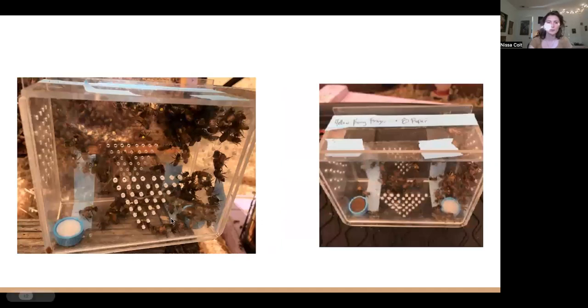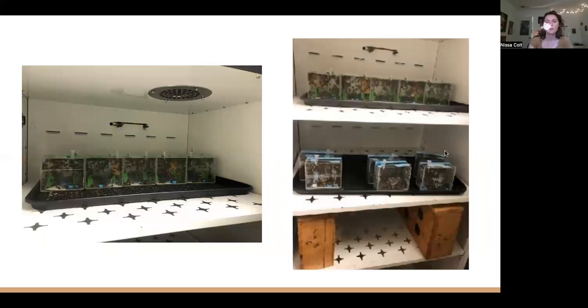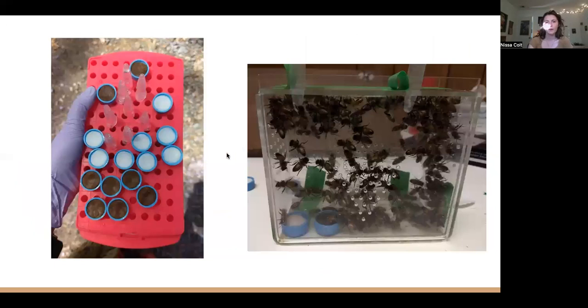So here's a close-up of them in their cages. I had to take care of them every day for about a month during the course of this experiment. So every day I would go in and I would feed them new water. I would give them more pollen and candy. This is them in the incubator, separated based on treatment. And this is my feeder setup that I was putting them in, Falcon tubes. There's just little dishes.